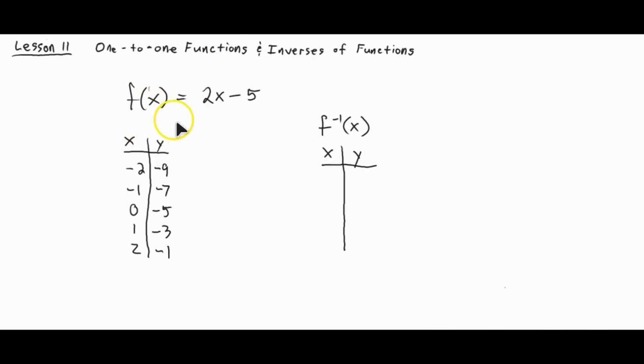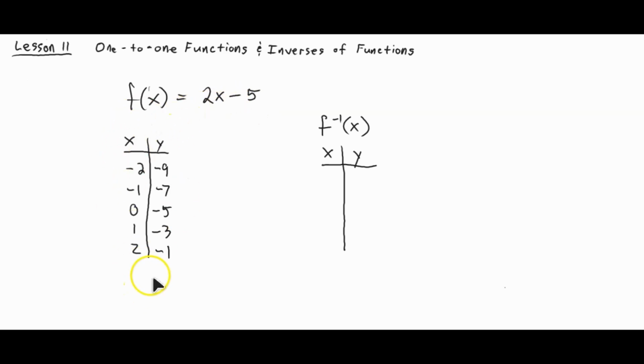So let's say we have this function f of x, and let's say it's a linear function, 2x minus 5, which, by the way, is a one-to-one function. That is important in order to identify the inverse of a function. In order for the inverse of a function to be a function itself, it has to be a one-to-one function. And 2x minus 5 is one-to-one because all linear functions are one-to-one.